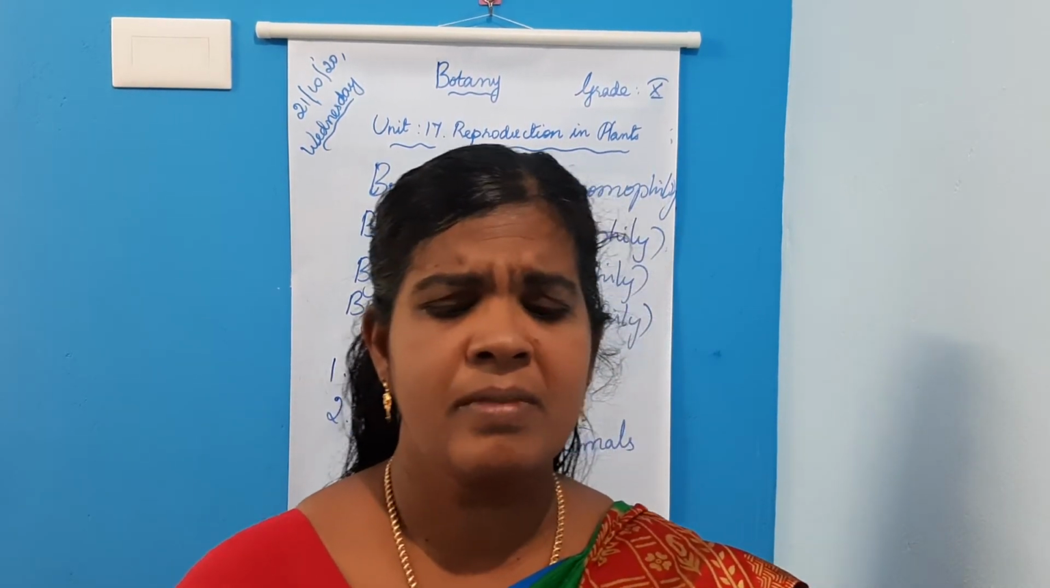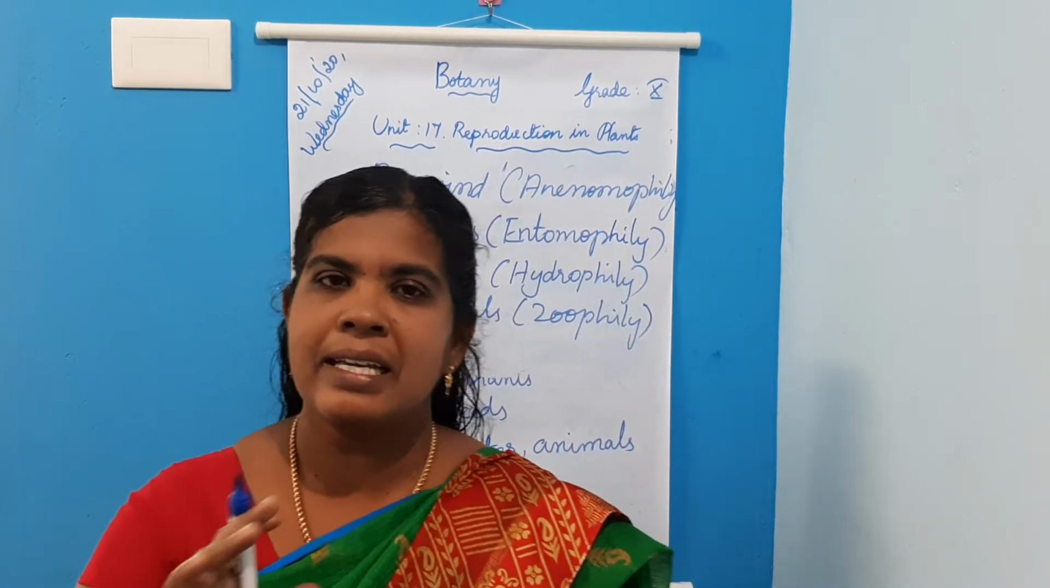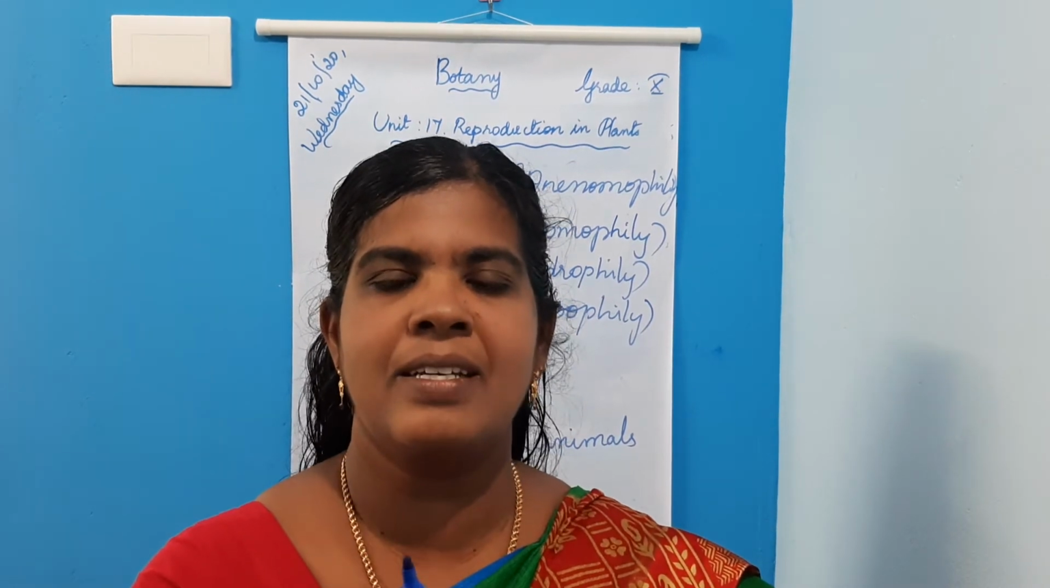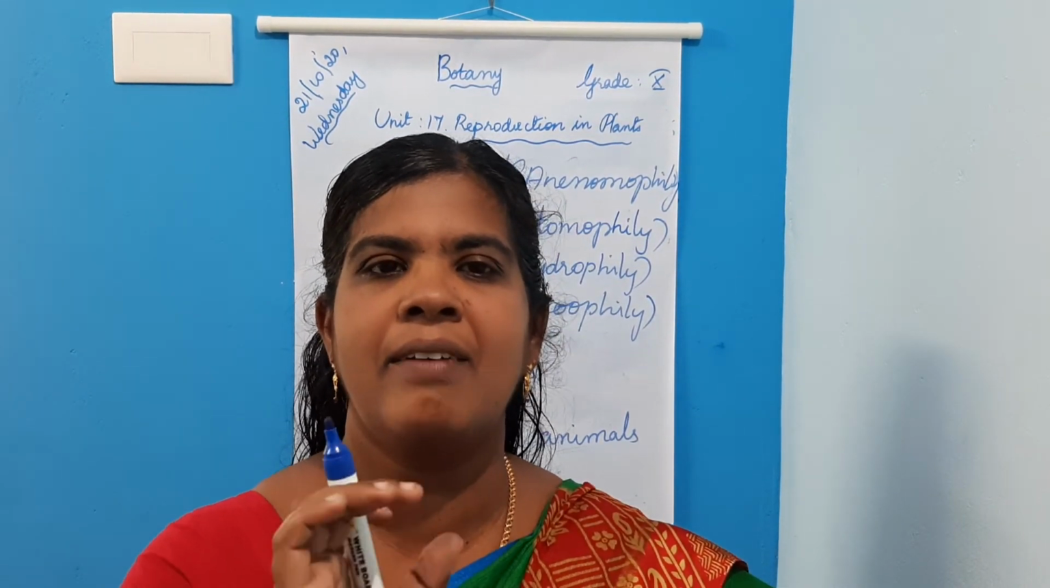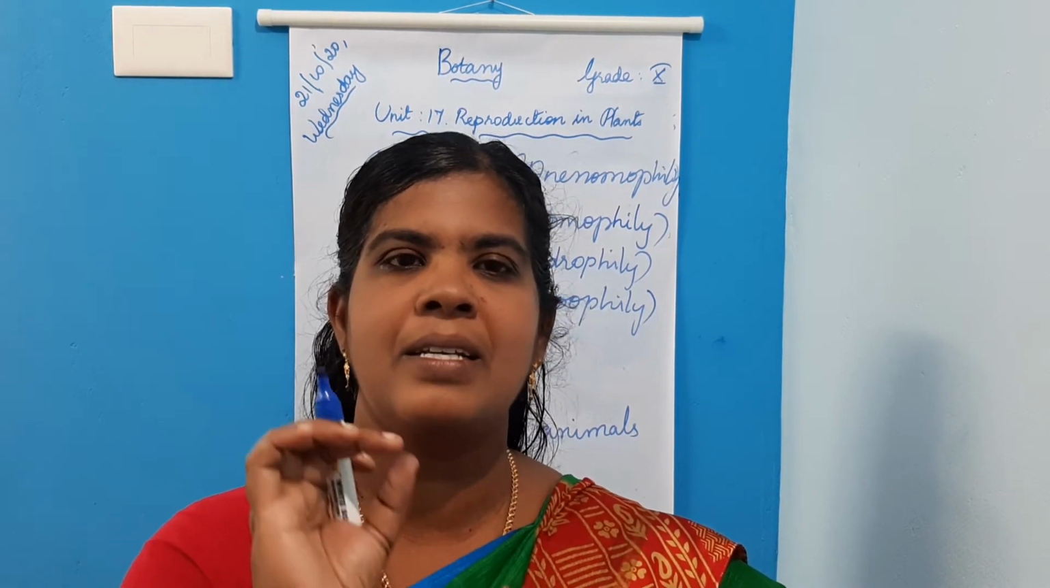So this embryo sac is 7-celled and 8-nucleate. The egg cell is present near the micropylar end. Together with the synergids, it constitutes the egg apparatus. It consists of an egg cell and 2 synergids.